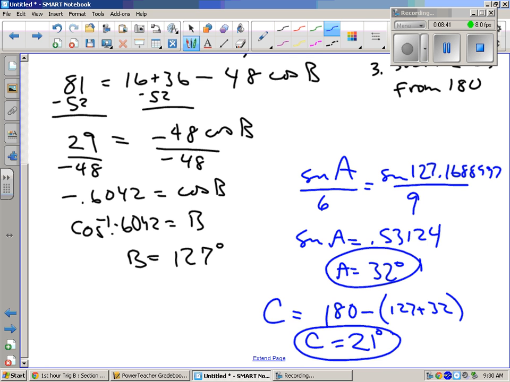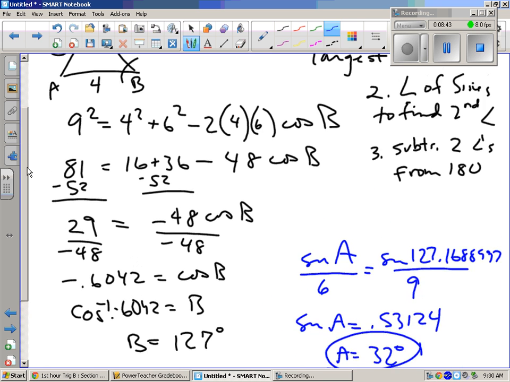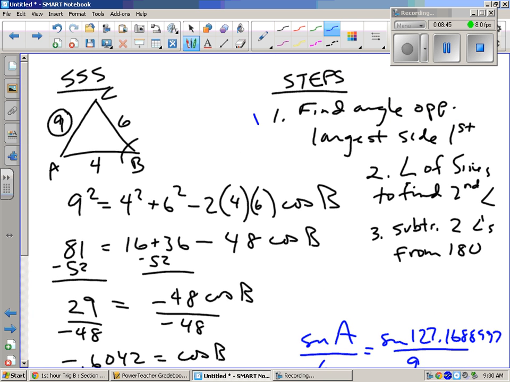Okay, so law of cosines, the biggest thing I'm going to warn you about is this first thing. Always choose the largest side and find that angle first. Because if you don't, then things get kind of messed up.